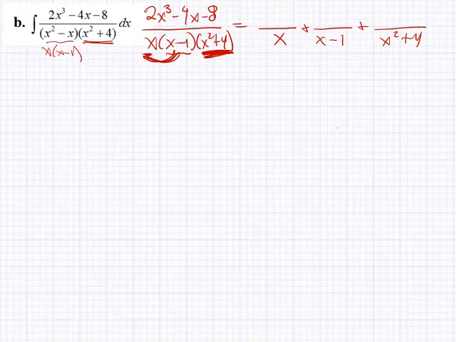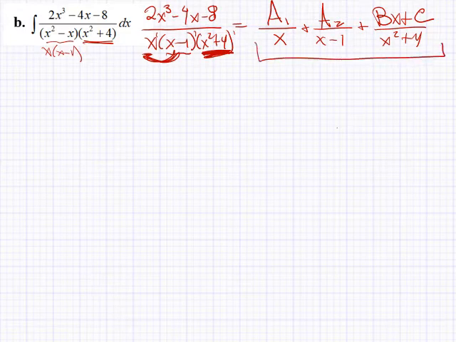None of them are raised to a power. The factors themselves are all first power factors, so we don't have to repeat anything like we did in the last example. So I'm going to say A1, A2, and Bx plus C. So there are 3 variables we need to find in order to do this integration in the end. And this is what we're going to end up integrating. A1, A2, B, and C is what we're looking for. All right, so what do we do?